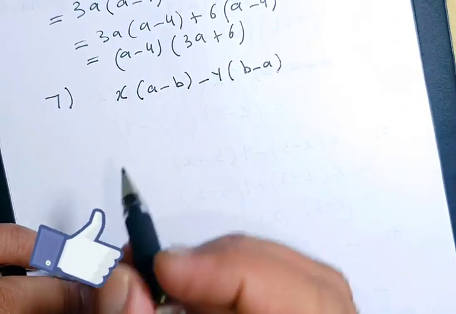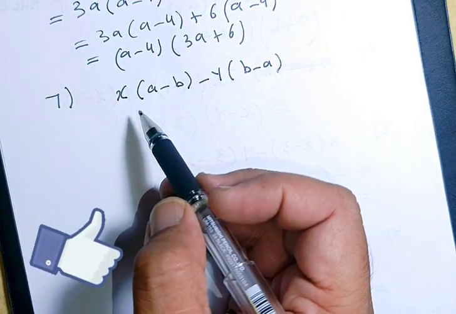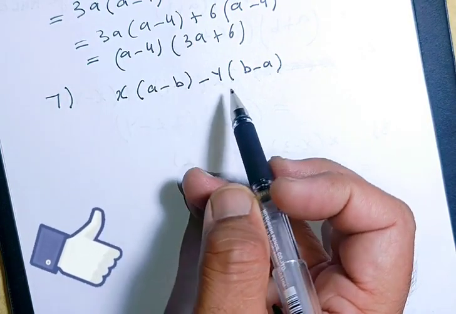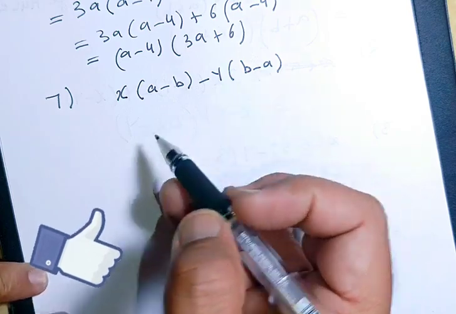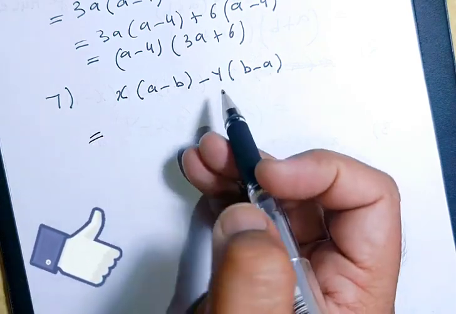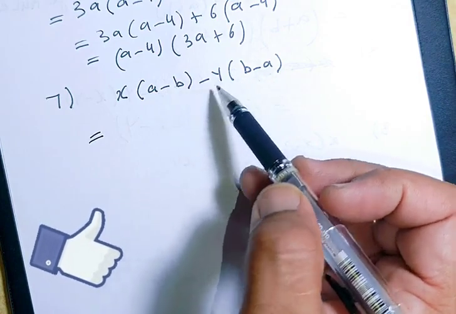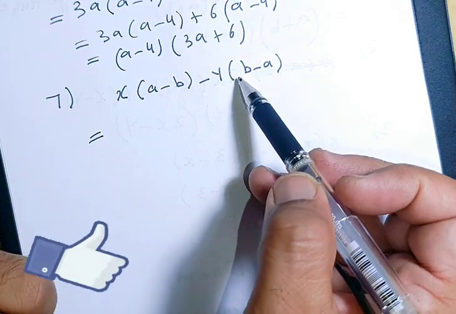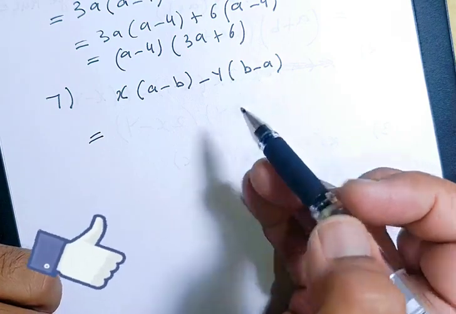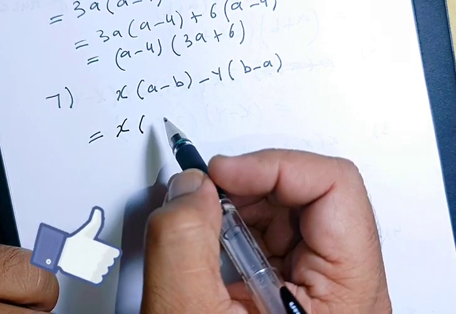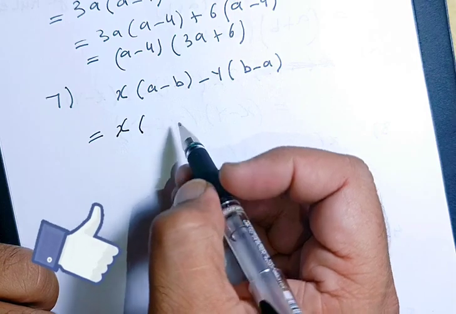This is my second question. Seventh question. X bracket a negative b minus y bracket b negative a. So I have to modify, as I can see, the second expression to make it like a negative b. So I need to modify the second expression. Have a look. X, the first term, I'm going to write as is.